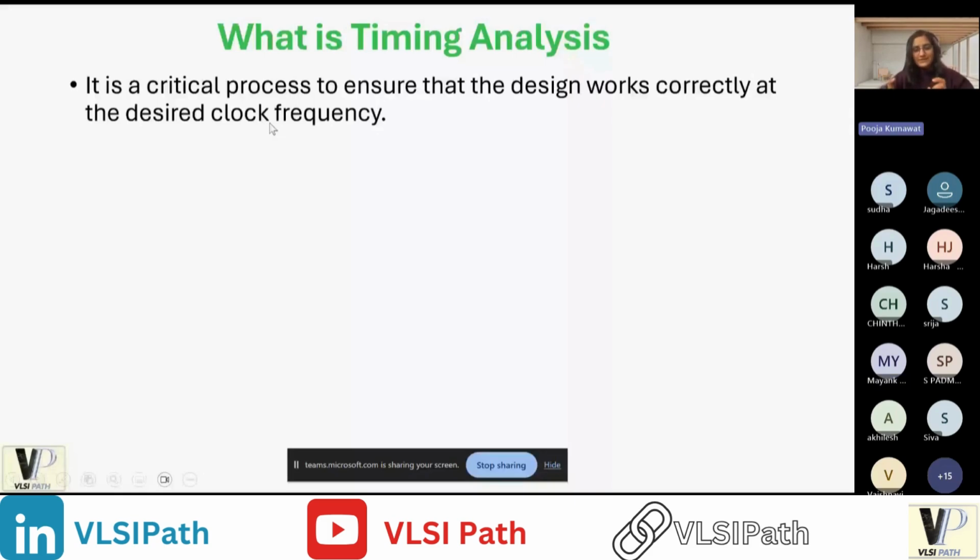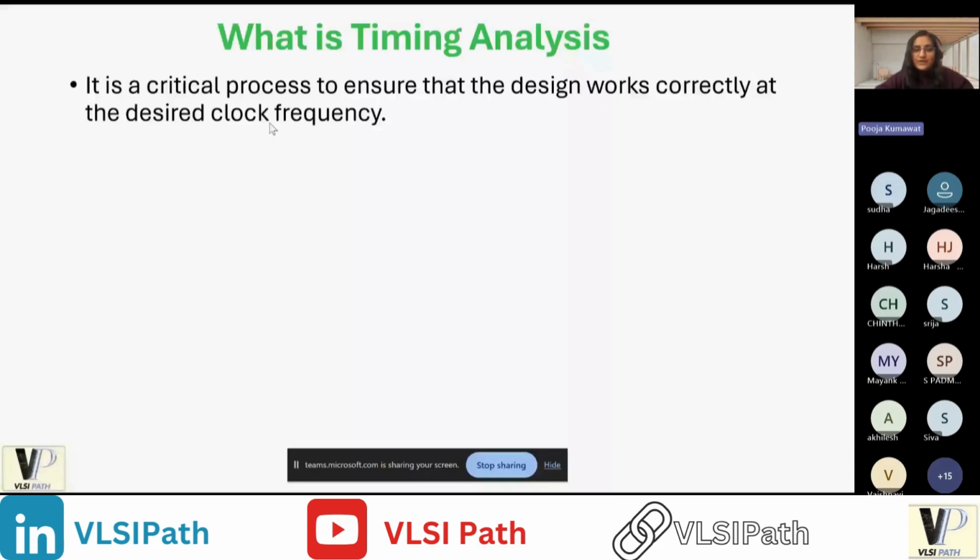Or let's suppose you have given a number like 1 gigahertz, this will be the frequency of my device, it will work. But what we will do as an engineer, we will try to optimize that time also. Like, is it possible to maximize this frequency? Is there any possibility in that design where we can reduce the delay somehow? That all comes under the timing analysis.